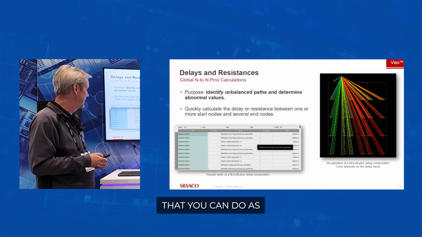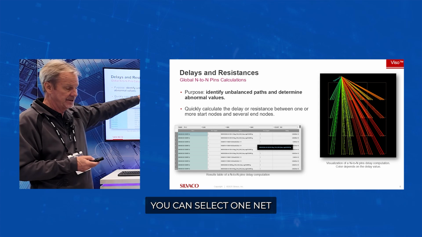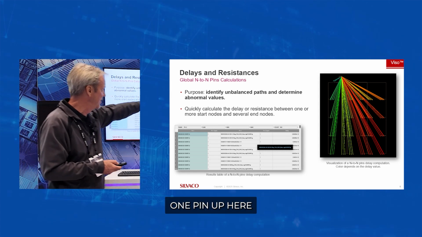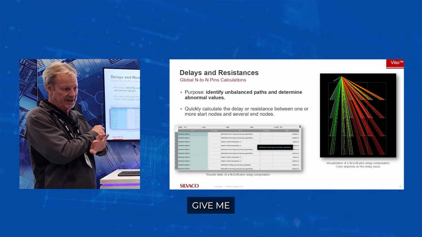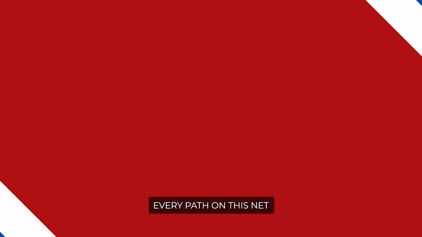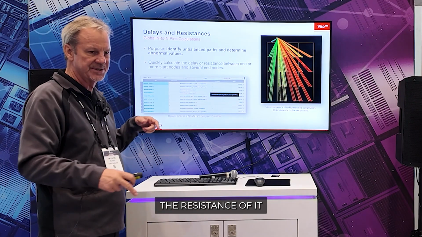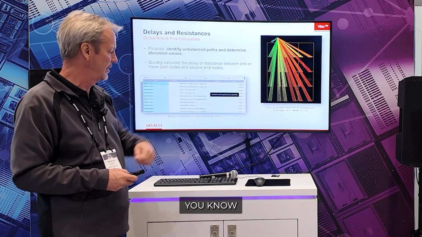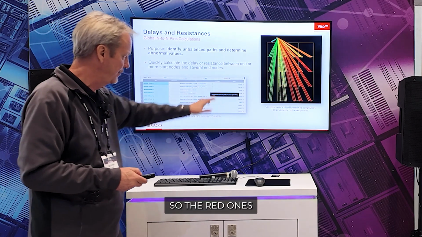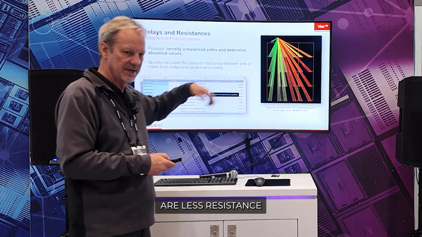Some of the other things that you can do, as I was talking about earlier, you can select one net, and so we've selected one pin up here at the top, and said, give me every single resistance, every path on this net, and show me the resistance of it, and then color them with a thermal plot. So the red ones are going to be higher resistance, and the green ones are less resistance.